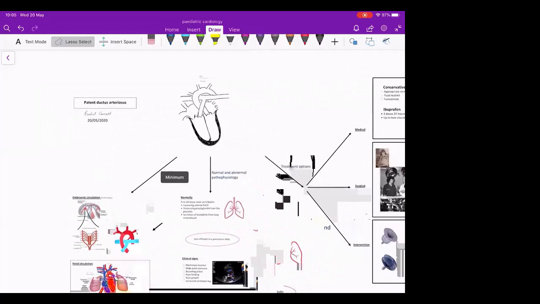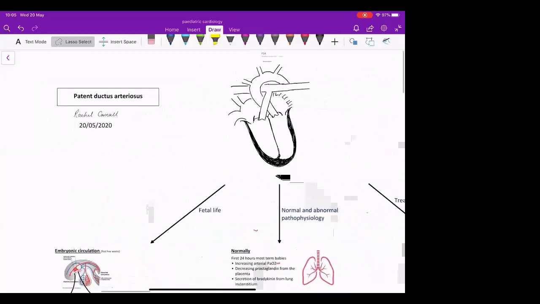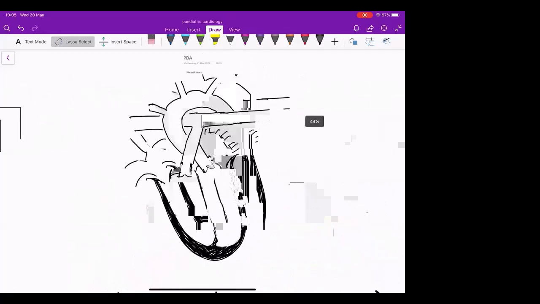So this is everything we're gonna talk about. We're gonna zoom in and talk about different things, and there'll be a bit of drawing. I had to somehow fit drawing into my presentations because I was going mad.